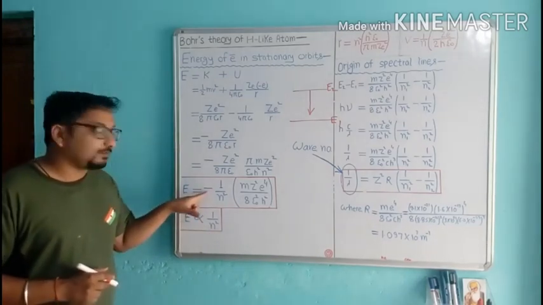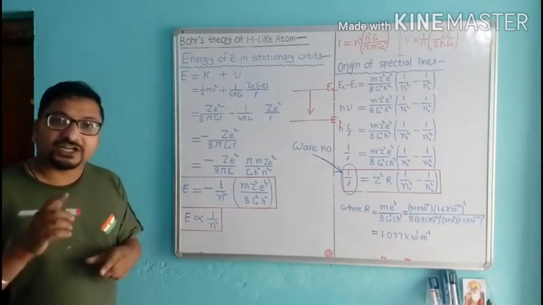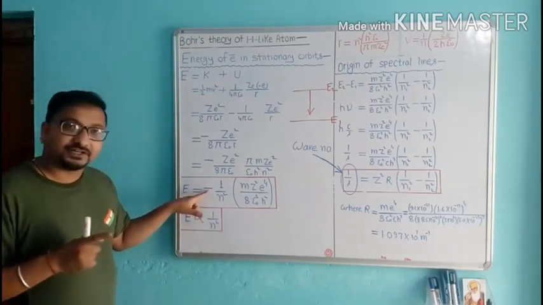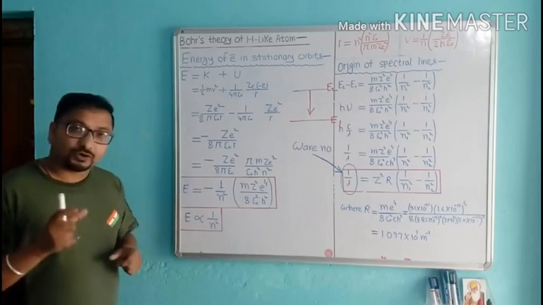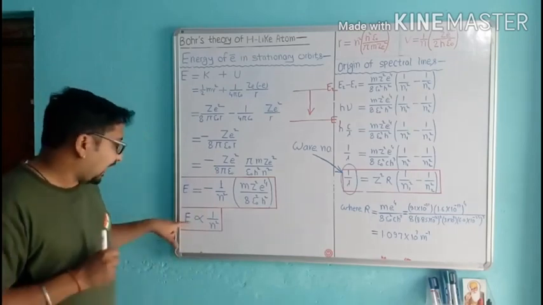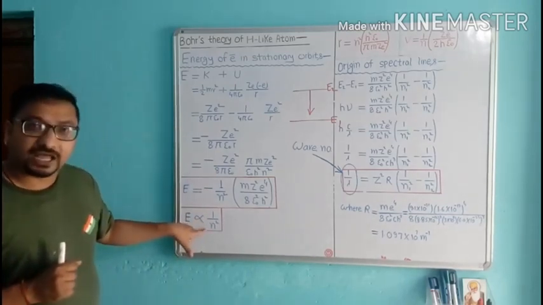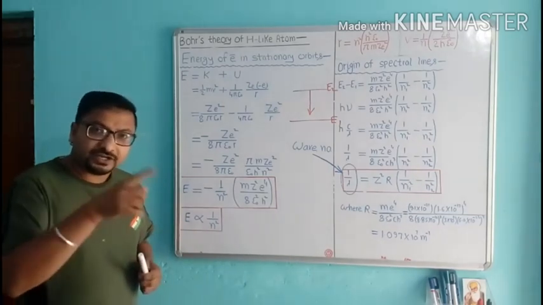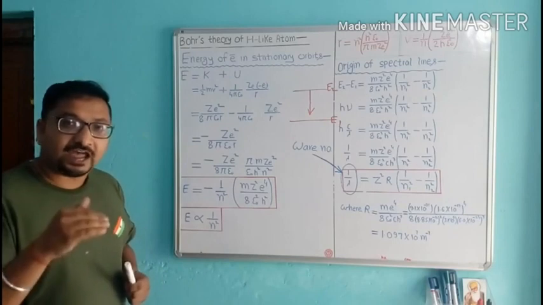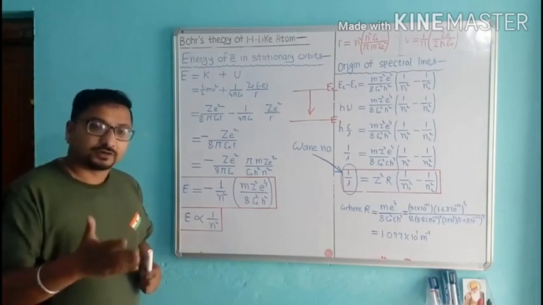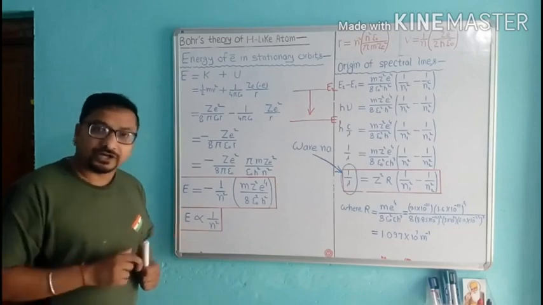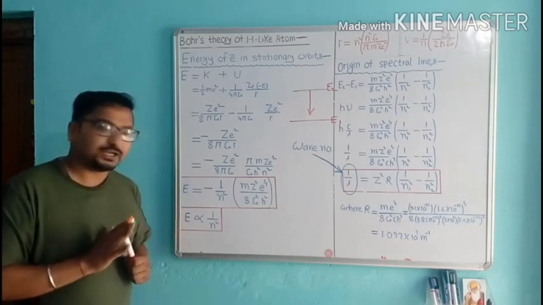Here the total energy comes out negative. Minus means the electron is bound to the nucleus. And E directly proportional to 1 upon n square means the electron moving in inner orbits has lower energy compared to the electron moving in outer orbits.